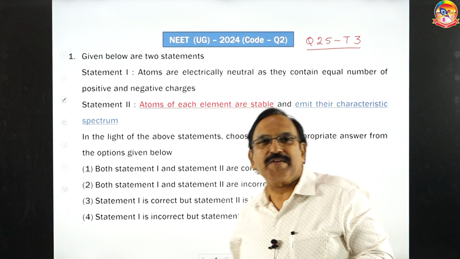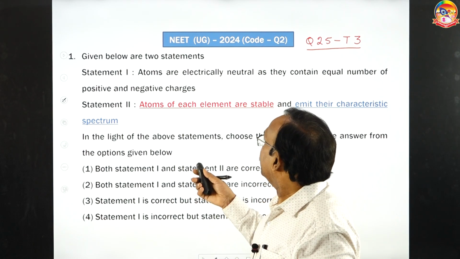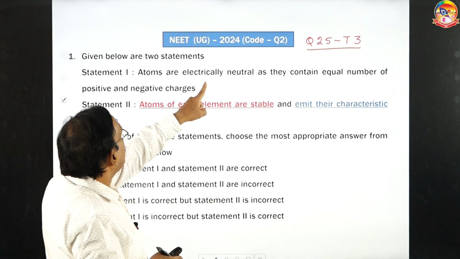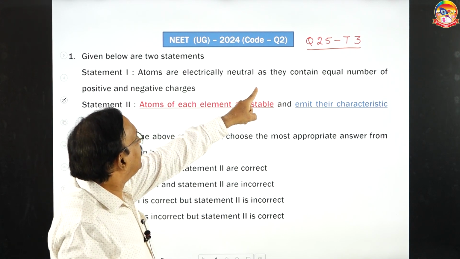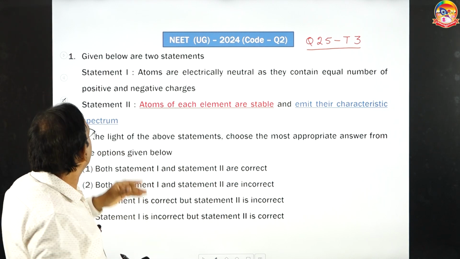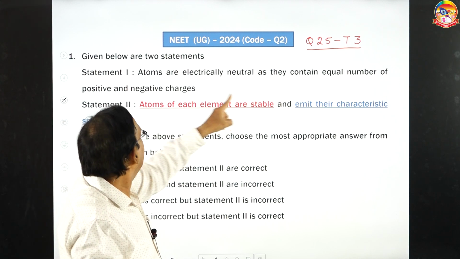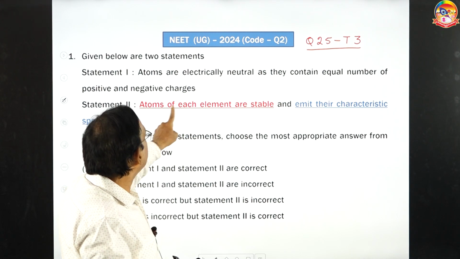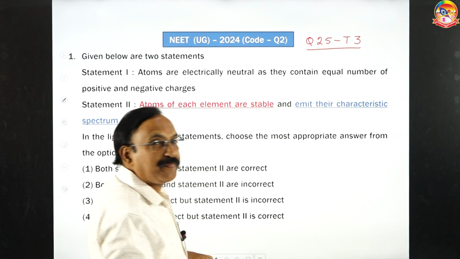This is a question that came in NEET 2024 conducted on May 5th. This is the question in the code Q2, question number 1, and in the series T3, this is question number 25. The question has two statements. The first statement is that atoms are electrically neutral as they contain equal number of positive and negative charges. Statement 2: atoms of each element are stable and emit their characteristic spectrum.